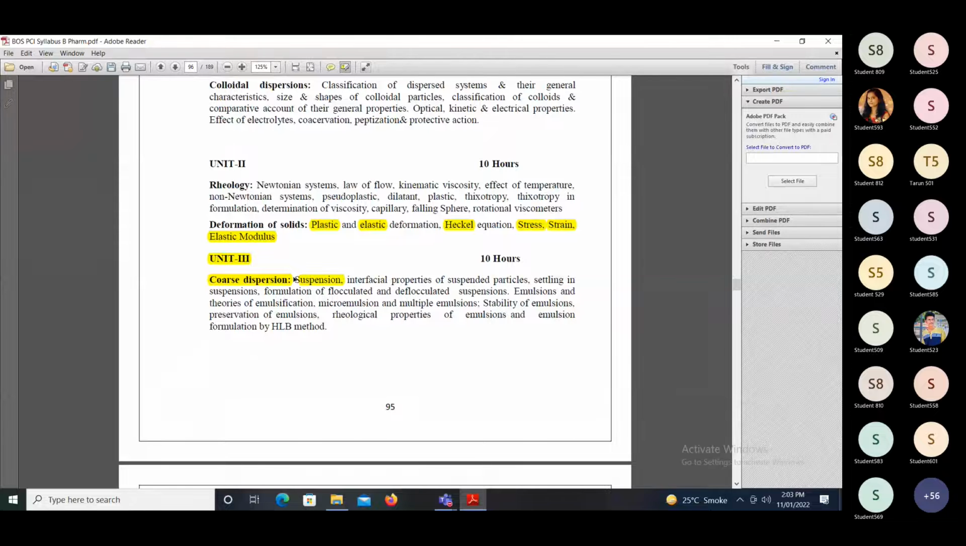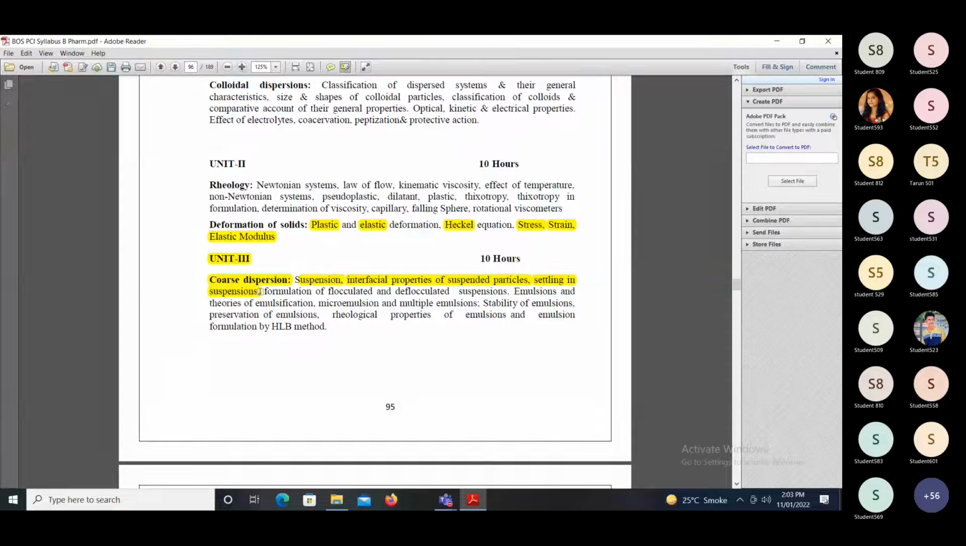Suspension is a biphasic liquid dosage form. Then, after the suspension, the different types of interfacial properties of the particles that are suspended, and how the solid particles get suspended in the liquids. The basic mechanism we are going to discuss here under this coarse dispersion chapter. Then settling of the particles in the suspension, how the particles settle at the bottom of the container, that part we are going to discuss here.